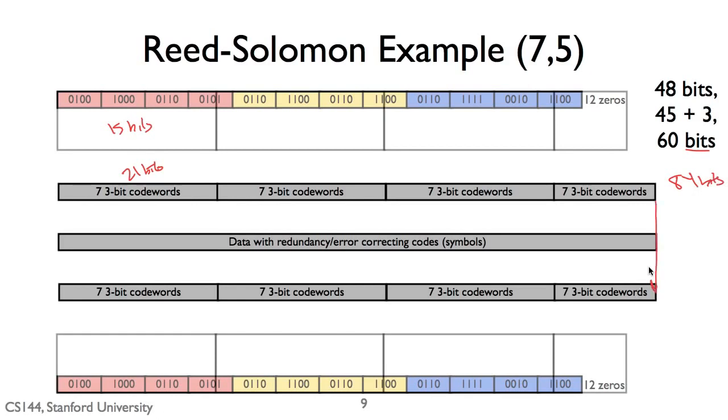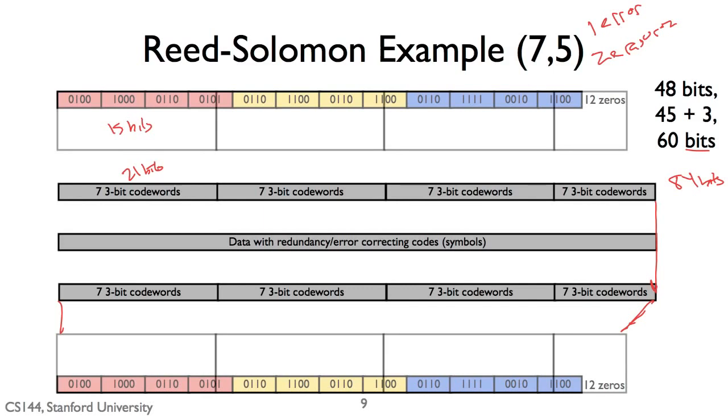Those 84 bits are transmitted, received. The other side gets these 84 coded bits, then runs a Reed Solomon decoder, and from that can regenerate the original data. So since this is a 7,5 code, that means that we can recover from 1 error or 2 erasures. But note that these errors and erasures are for code words.